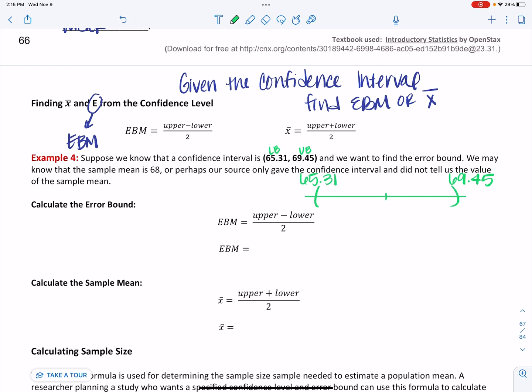We want to find the error bound first. Well, to find the EBM, we're going to do the upper bound minus the lower bound divided by 2. So in our case, we're going to do 69.45 minus the lower bound and divide by 2. That means our error bound, or our EBM, is 2.07. So that's the distance from our lower bound and our upper bound to the mean.